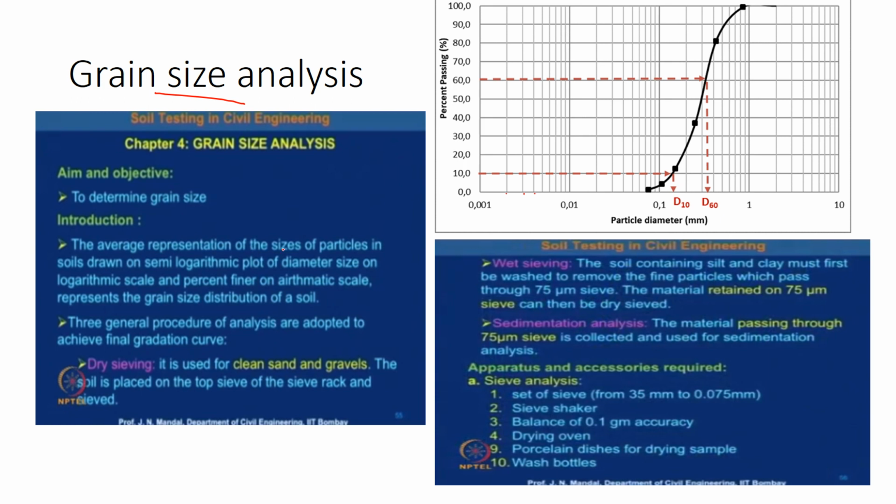The average representation of sizes of particles is drawn on a semi-log graph of particle diameter versus percentage finer. That is what we call grain size analysis. There are three methods: dry sieve, wet sieve, and sedimentation analysis. I'll first tell you how this sieve analysis is carried out.